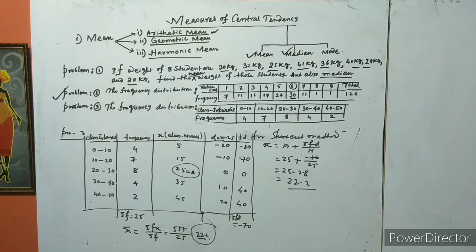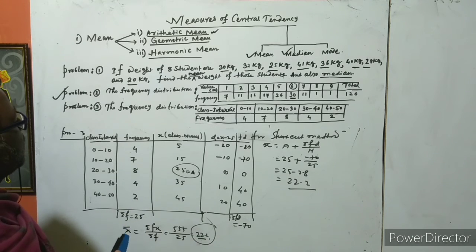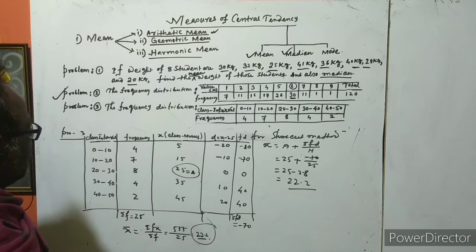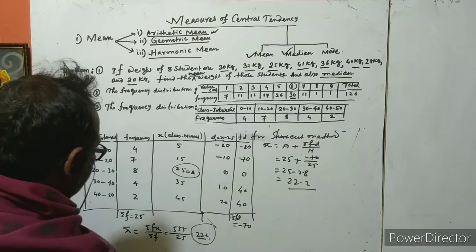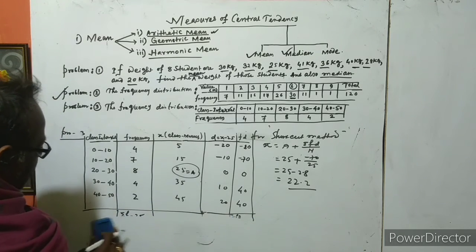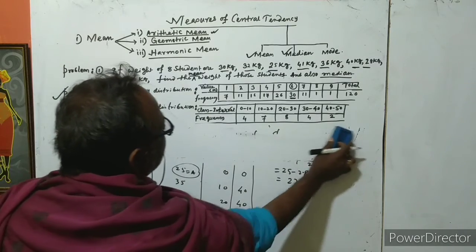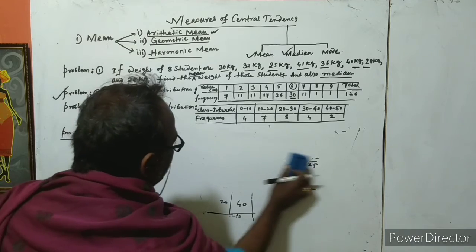So that is the shortcut method, okay. So now for this table, for problem number 3, we have to find the median. Then after that we calculate the mode. Okay, see carefully here. This is a frequency table, and for finding the mode and median, we first need the cumulative frequency column. Okay.